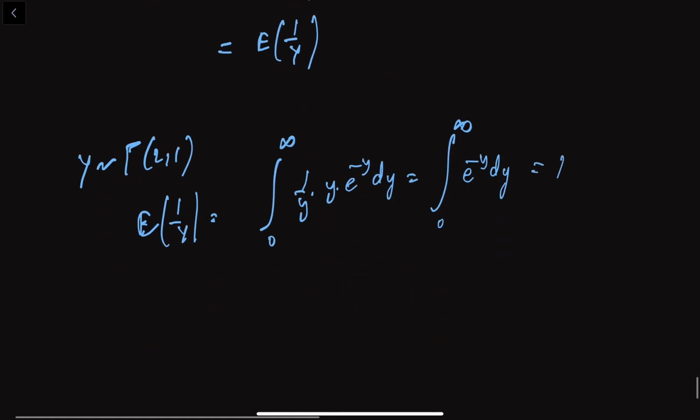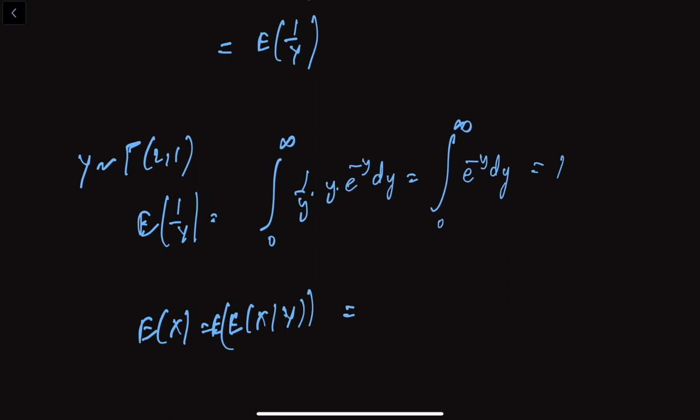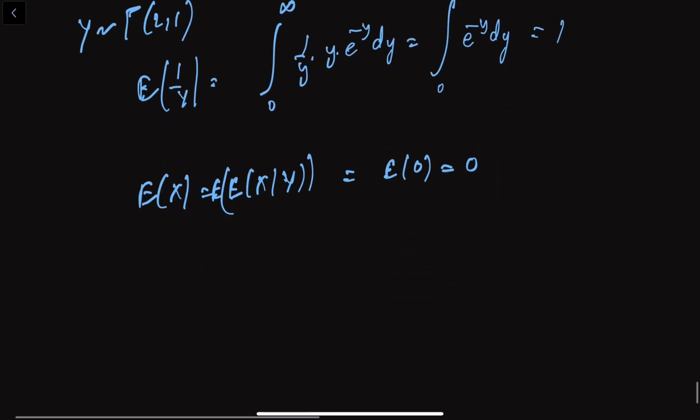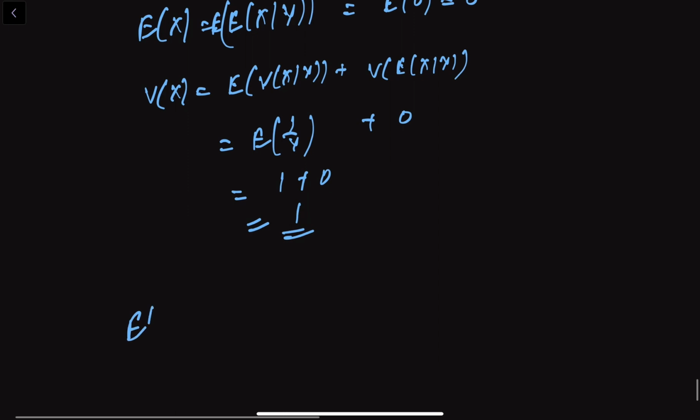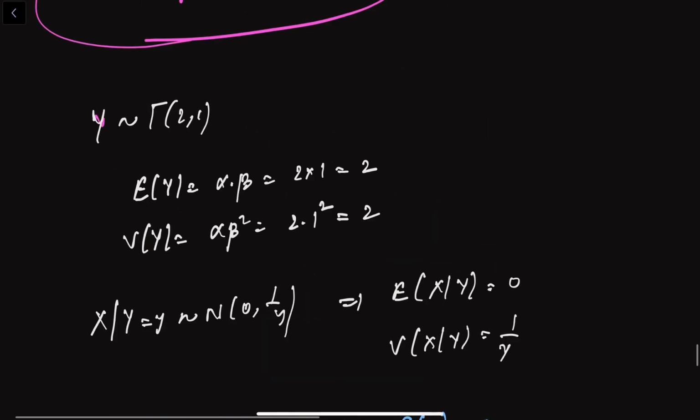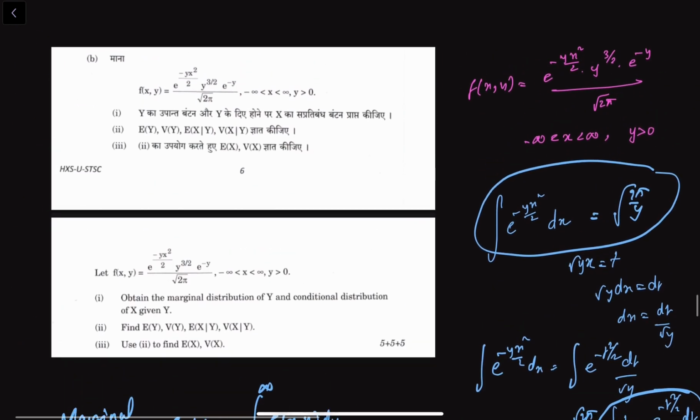That's nothing but 1. So the expectation of x is the expectation of the expectation of x given y, which is the expectation of 0, which is 0. Now the variance of x is the expectation of variance of x given y plus variance of expectation of x given y. The first term is 1 by y, and the expectation of 1 by y we got as 1, plus 0, which is 1. So the expectation of x is 0 and the variance of x is 1. So that's it for this video. We'll meet in the next video.